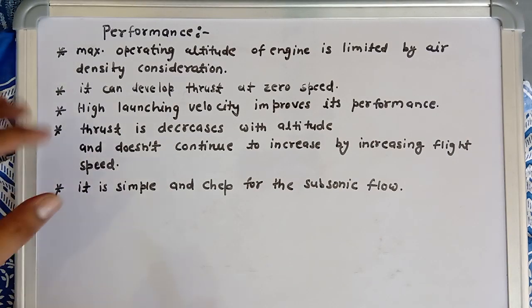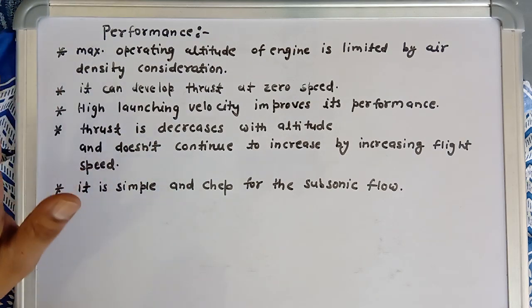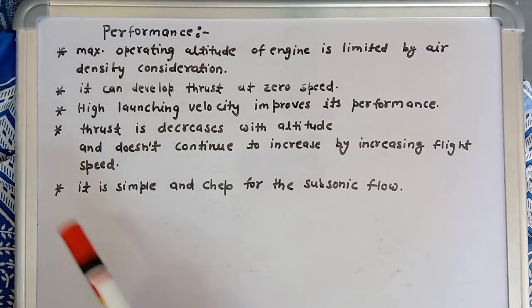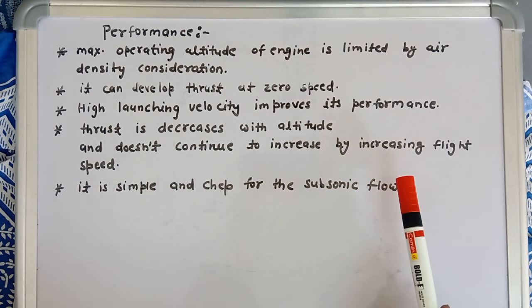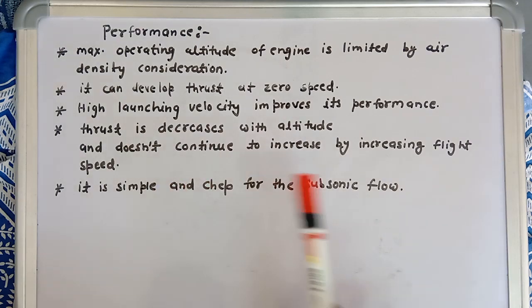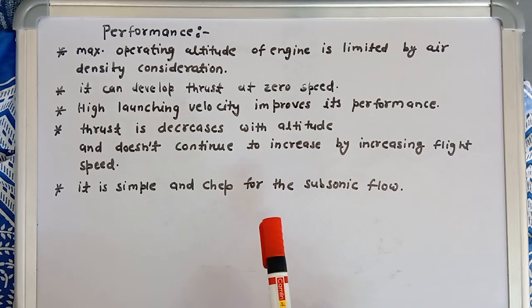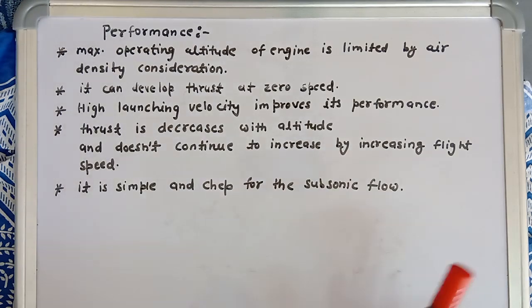Now if we talk about the performance of the Pulsejet engine, its maximum operating altitude is limited by air density considerations. It can develop thrust at zero speed, as I have told in the previous slide. High launching velocity improves the performance of the Pulsejet engine. Thrust decreases with altitude and does not continue to increase with increasing flight speed. The flight speed of the Pulsejet engine is limited by aerodynamic considerations to below 800 km per hour. It is simple and cheap for subsonic flow, and the use of the Pulsejet engine is restricted to pilotless aircraft due to severe vibration and high intensity noise.